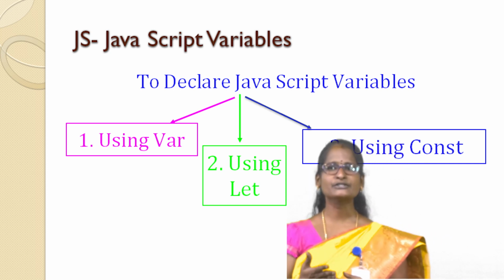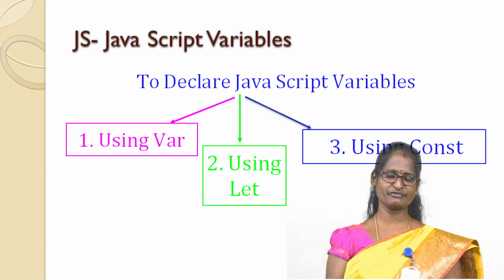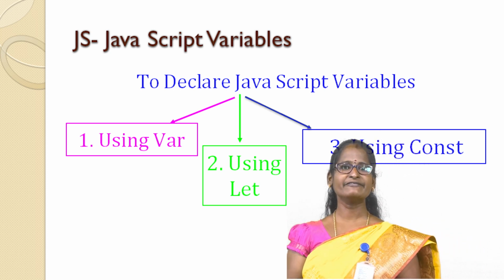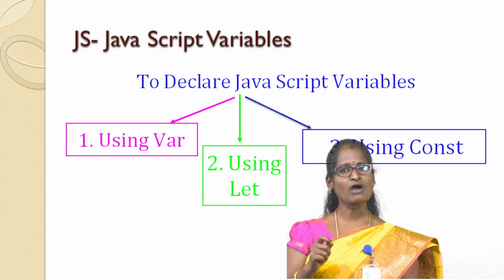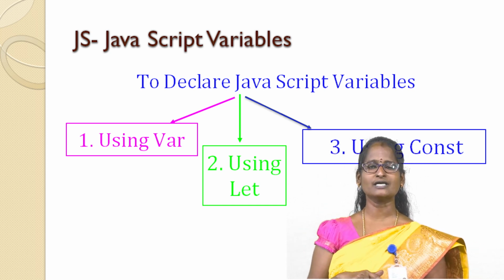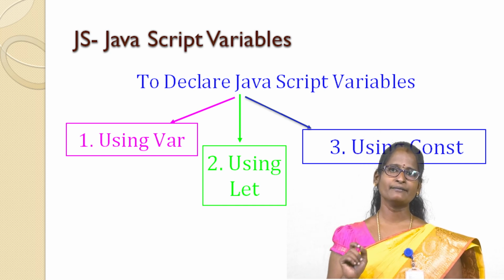The var keyword was used in all JavaScript code from 1995 to 2015. The let and const keywords were added to JavaScript in 2015. If you want your code to run in older browsers, you must use var. That is how a variable is declared.